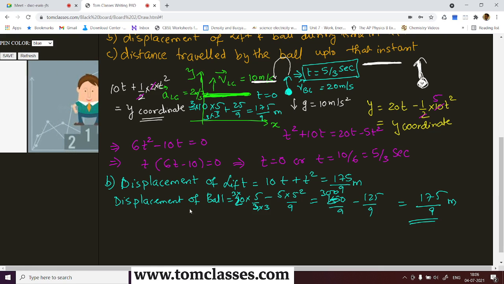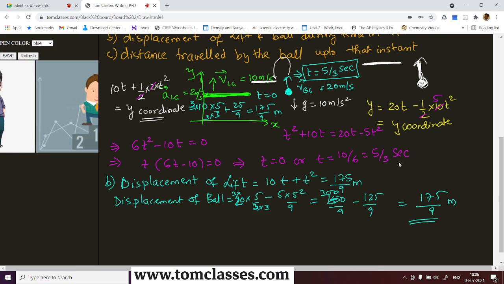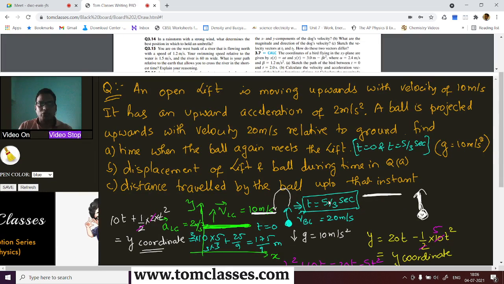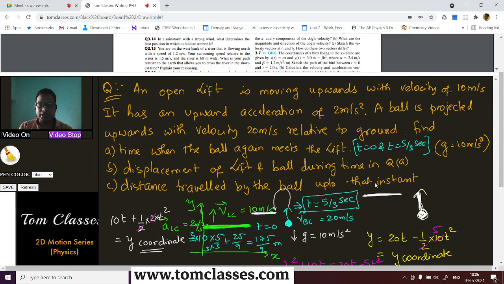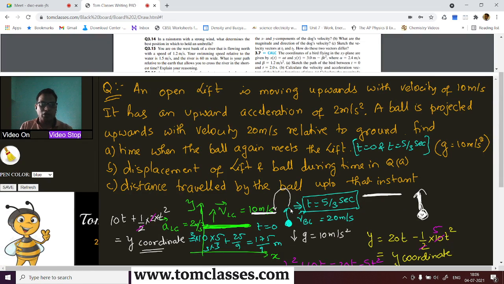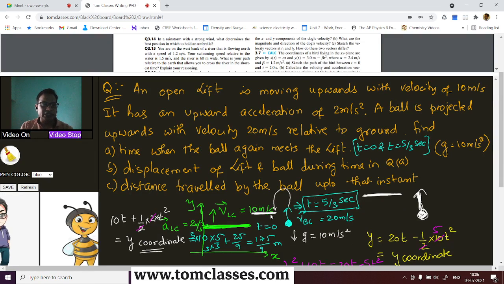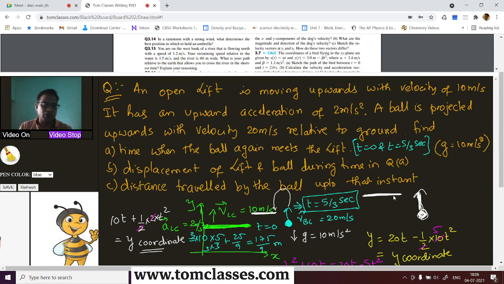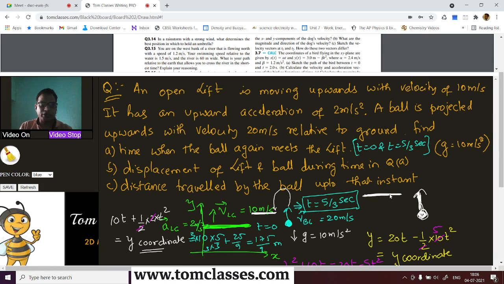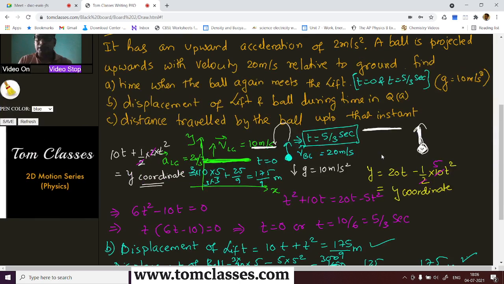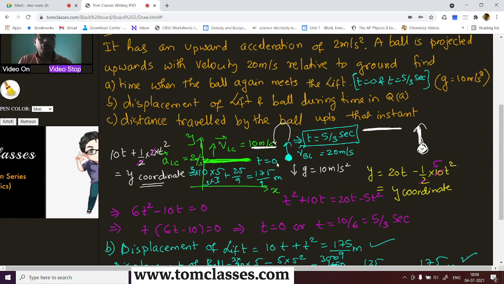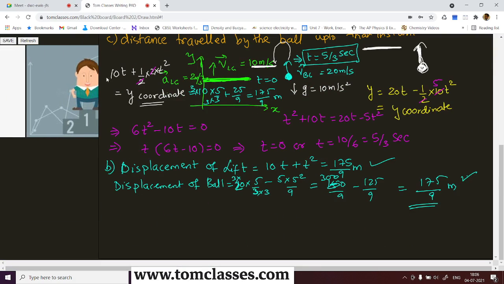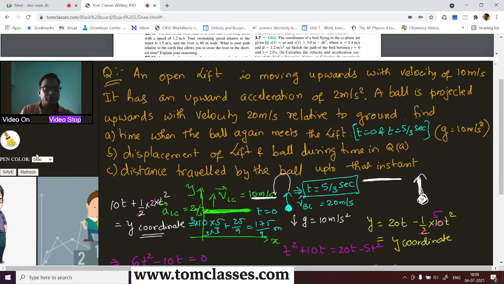So the displacement of lift and ball is the same. We are getting the same coordinates. Both the displacements are same. Now it says the distance traveled by the ball up to that instant. Here two cases are possible: the ball would have been returning and then meeting the lift, or the lift would have moved more and then the ball would have met it at the same point. To distinguish the two cases, let's find the time for the ball to reach its maximum height.